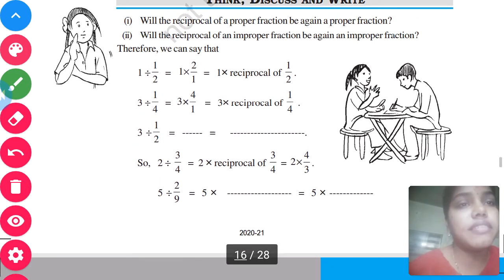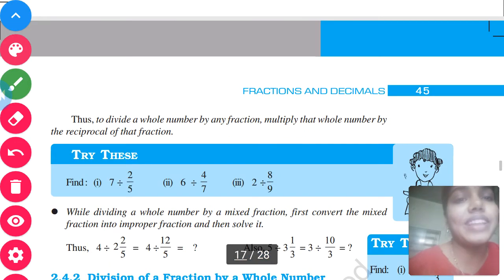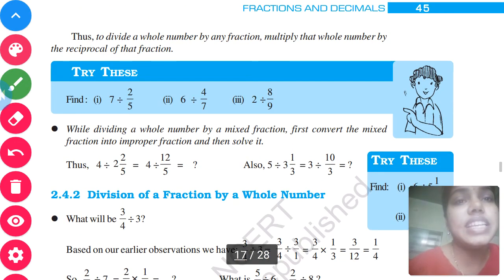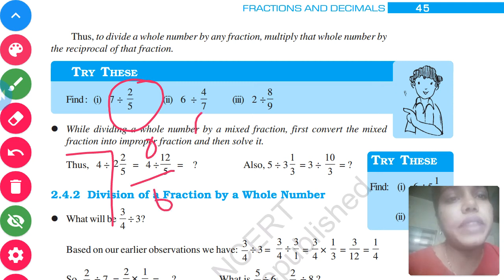The same thing. 3 into the reciprocal of 1 by 4 is nothing but 4 by 1, and that is the answer we have found, 12. I will go with the next one then. Same thing, if you want to continue with any division process, children, I'll take this first example here, that is 7 divided by 2 by 5.